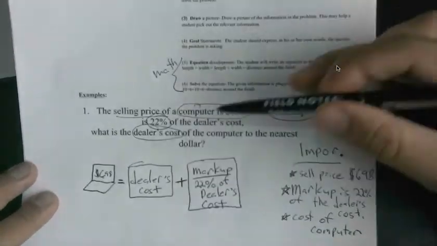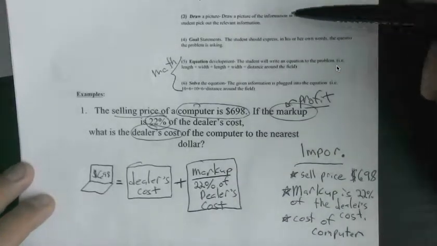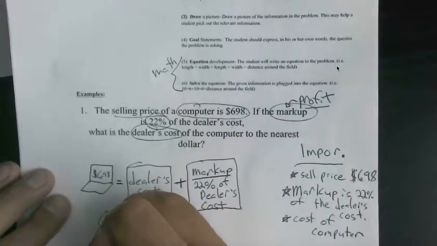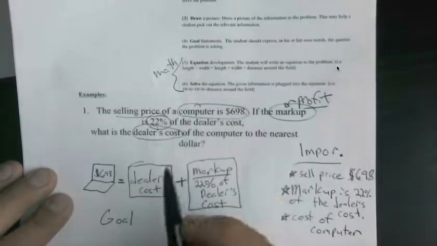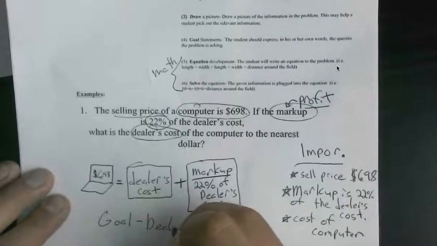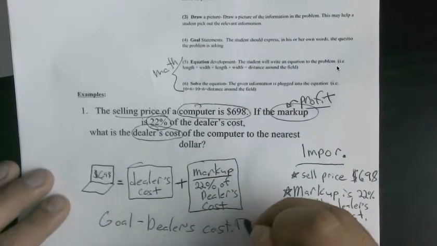Okay, so we drew out a picture. Hopefully this is helpful. The goal that we should be stating in our own words is the cost of the computer. So let's make sure that that's our goal. So the dealer's cost. And that's what we're trying to find.